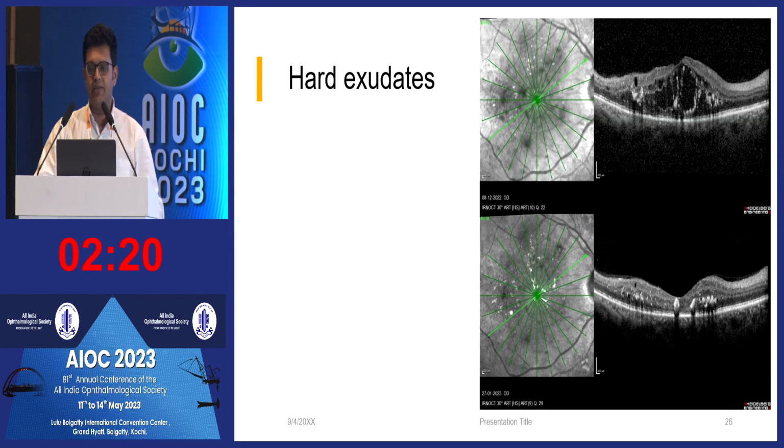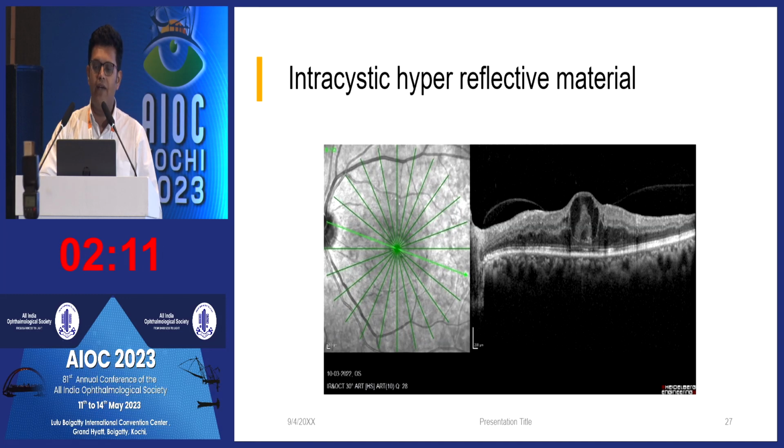This is the presence of hard exudation. These are lipid-laden macrophages or lipoproteinaceous material which is associated with fibrin and fibrinogen. And you have another important paper which we published recently, which is suggestive of the intracystic hyperreflective material, which is a combination of heme, exudates and fibrin which is present there.